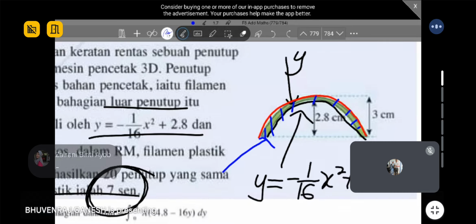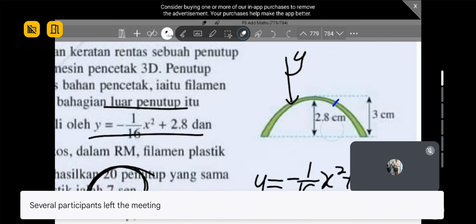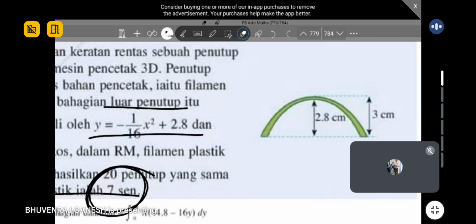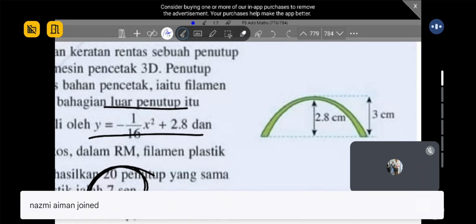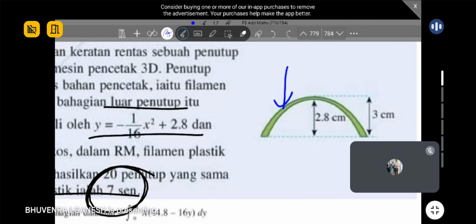Okay. Jadi apa tolak apa? Luar tolak dalam atau dalam tolak luar? Mana satu? This one is luar, guys. This one is the outside one.